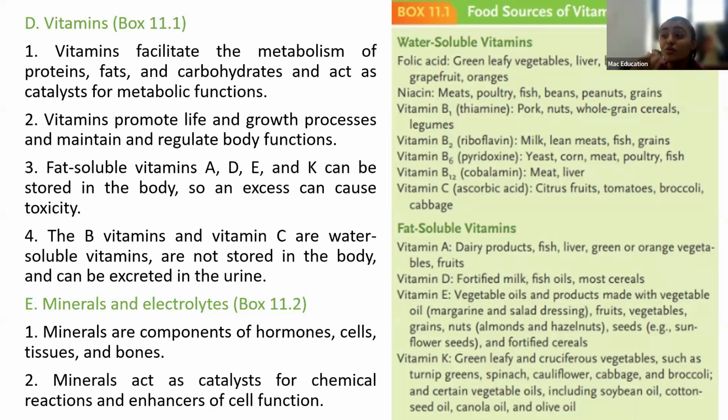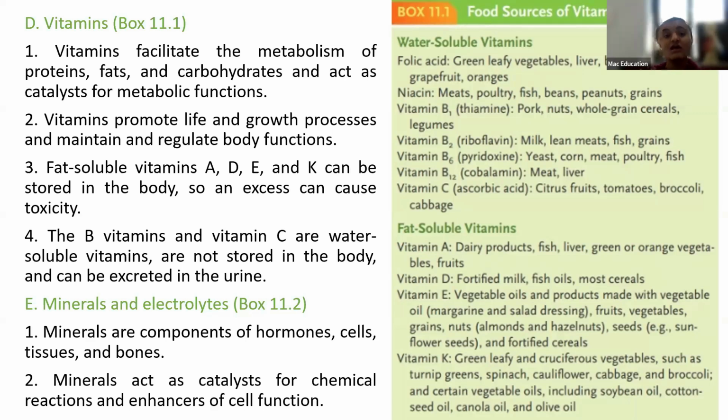Yes, catalyst boosts the process of metabolism of anything. So it is a catalyst for metabolic function. जो भी metabolism करने के लिए जो energy चाहिए, vitamins as a catalyst work करता है, वो boost करेगा metabolism को. Vitamins promote life and growth processes and maintain and regulate the function.